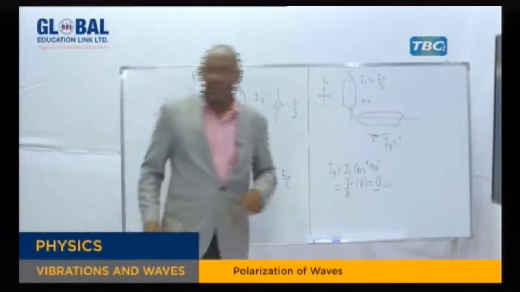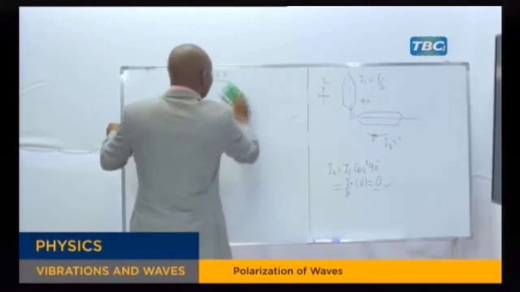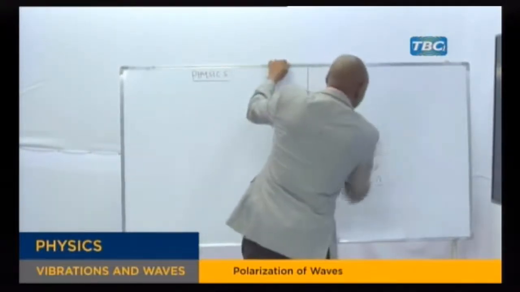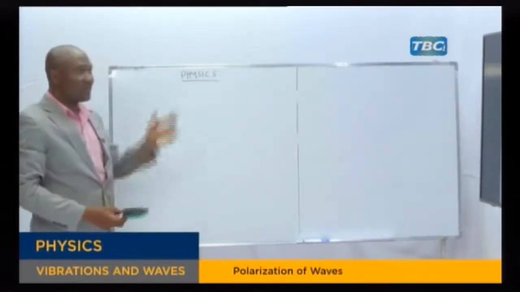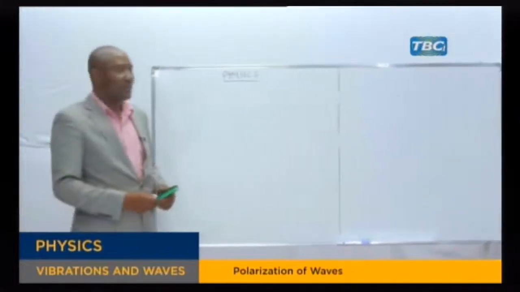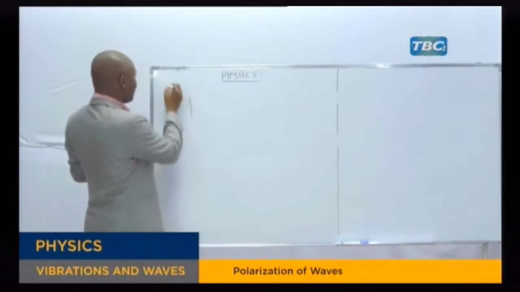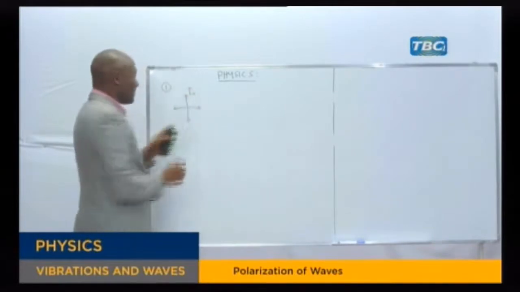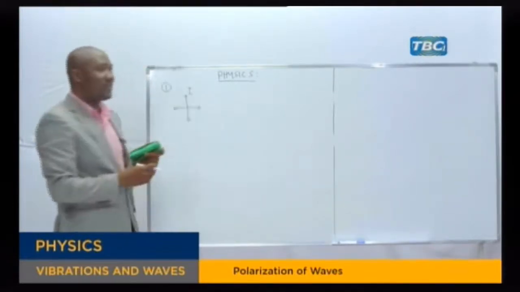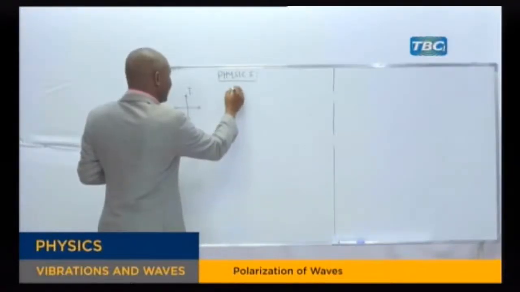Now let's see example number 3. This is a continuation of our previous discussion. In our previous discussion, we had 2 examples. Example number 3 is talking about unpolarized light. We normally use this symbol for unpolarized light. Intensity is given as I naught. It passes through 3 successive polarizers. There are 3. How are they arranged? Maybe this is the first polarizer.